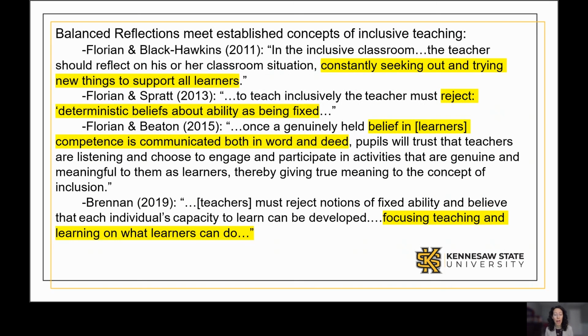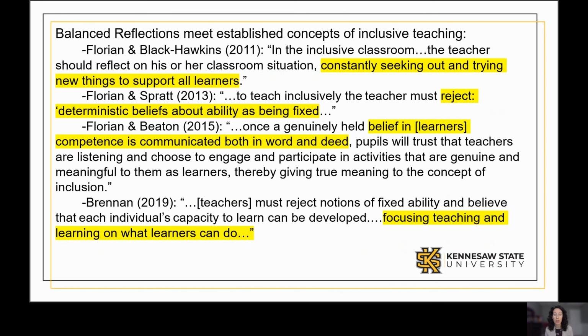From Florian and Black Hawkins in 2011, teachers should constantly seek out and try new things to support all learners. That's why I created Balanced Reflections, because I thought it would be a more supportive system to all the learners in our classroom, those that want to look at what they did well in the preparation of a test, and those who want to look at what they can improve.